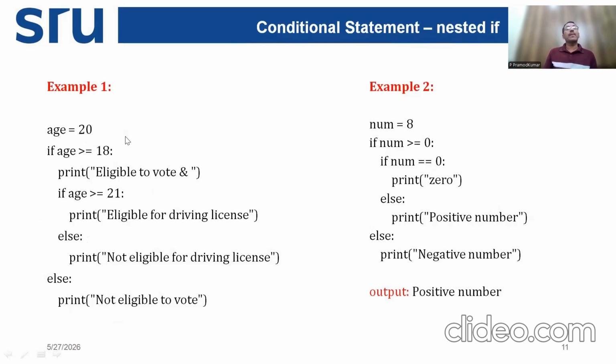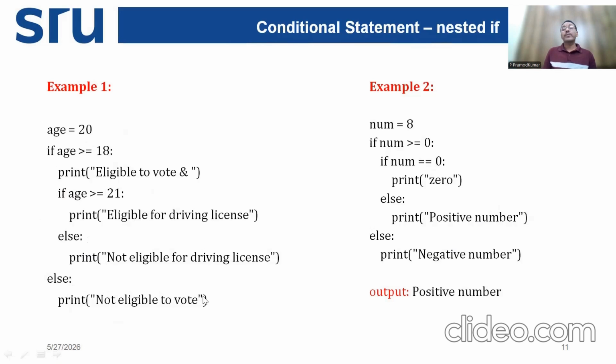For example, if I enter the age of a person as 16, then at the outer level itself it will fail. 16 greater than or equal to 18, the condition becomes false. Directly it goes to else, which means not eligible to vote.